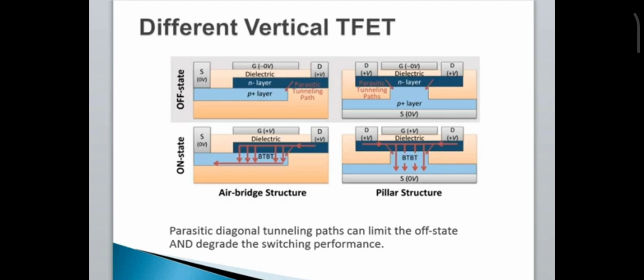When both the structures are in the off state, the gate to source voltage is 0 and the VDS voltage is equal to the supply voltage. I have drawn the parasitic path. This one, the parasitic tunneling path. This parasitic tunneling path can limit the off current and degrade the switching performance of vertical TFET. This means we have to eliminate this parasitic tunneling path.